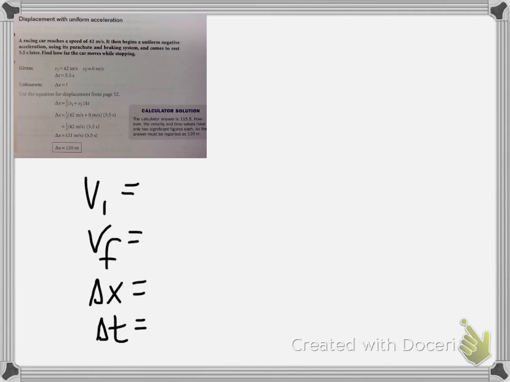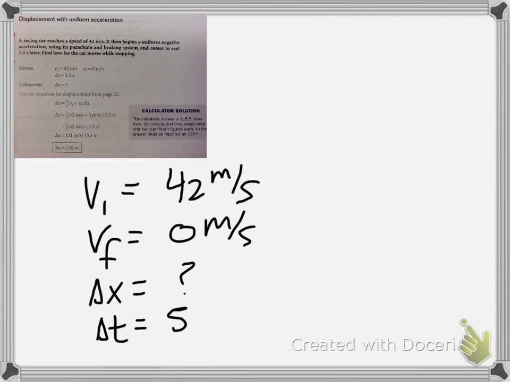So what is our VI? 42 meters per second, pretty zippy. What is our VF? 0. We want delta x, that's our unknown, and we're told that delta t is 5.5 seconds. This is a classic stopping distance problem, and you can do this for your own vehicle moving down the highway. What is your stopping distance, or what is your stopping time? How long will it take you to stop?